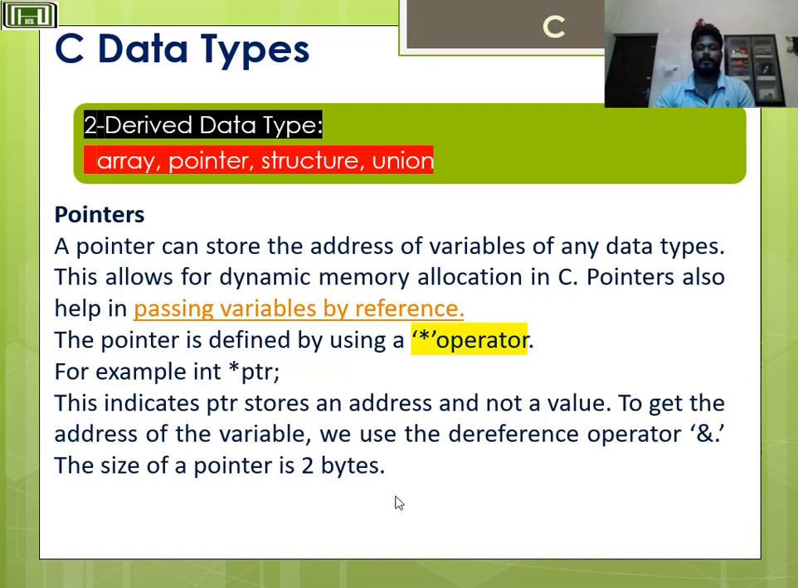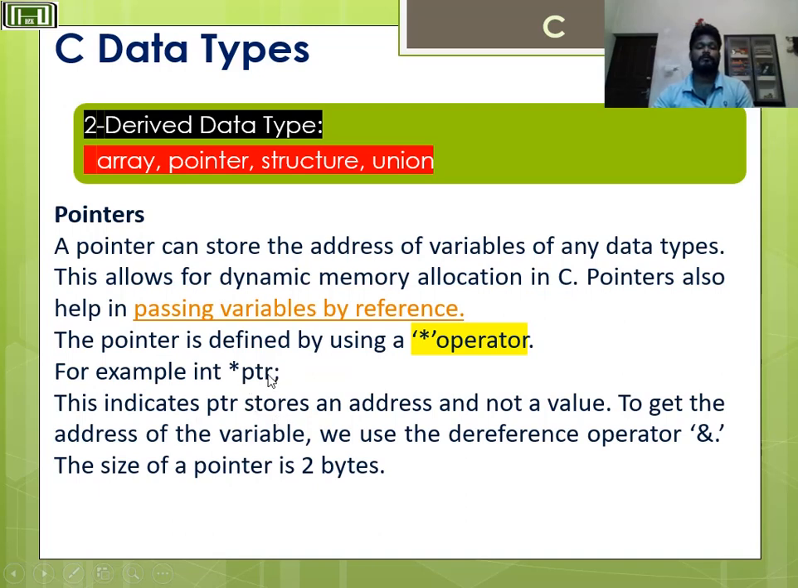Now moving to pointers in derived data type. A pointer can store the address of a variable of any data type. This allows for dynamic memory allocation in C. Pointers also help in passing variables by reference, and a pointer can be defined by using a star operator. For example, int *ptr. This indicates ptr stores an address and not a value.